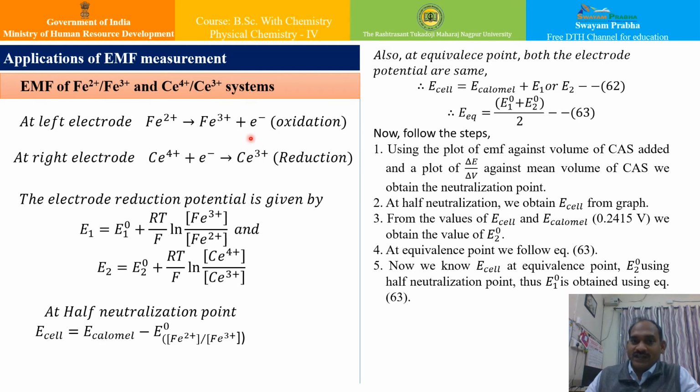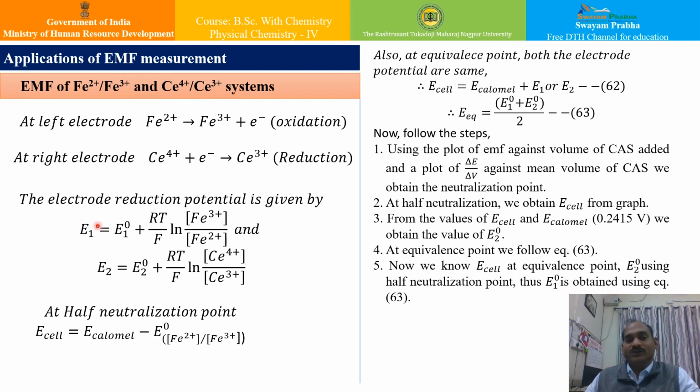One is oxidation at the left electrode and reduction at the right hand side electrode. So at the left electrode, we need to take the case of ferrous to ferric, and therefore at the right hand side electrode there will be reduction of ferric to ferrous. So the electrode reactions can be shown like this. Now the electrode potential corresponding to this will be of this particular fashion.